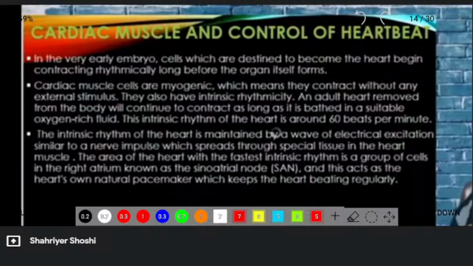Okay, let's start. So today our topic is cardiac muscle and control of heartbeat. Now, do we know that the heart is composed of muscles? Yes. The type of muscles that construct the heart are called cardiac muscles. We know that as well. What is the covering of the heart called? Pericardium, is it? Yeah, pericardium.